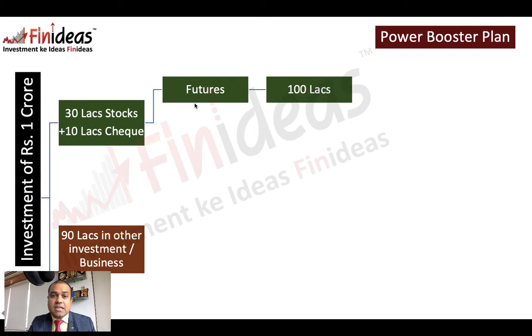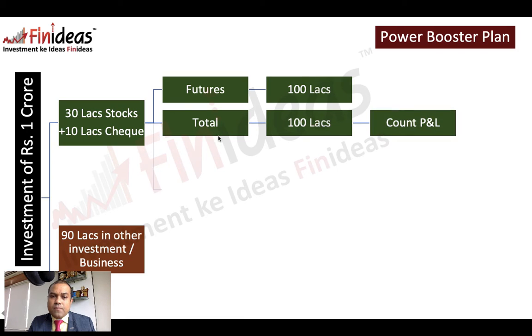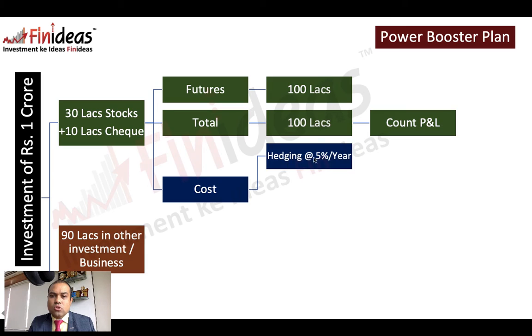So without investing any money, you have bought the future of a full 1 crore rupees. Again you have made a portfolio of 1 crore. If the market goes up, you will earn on 1 crore, and you don't want to lose on 1 crore, so you will buy the protection by paying this 5% cost.